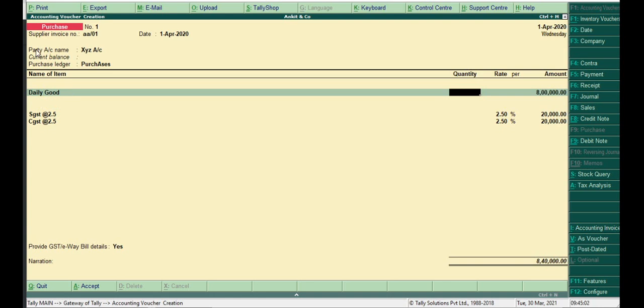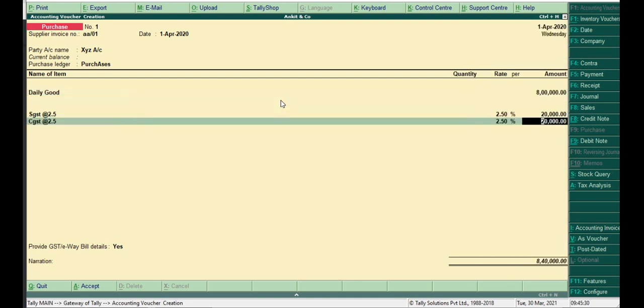So here you have party name, in the sense from whom we are purchasing. Yeah, fine, we can use it. 36AA. Okay, fine. Next, it is a purchase ledger we have to create. Daily goods. Here he didn't mention any quantity, so we didn't enter any quantity, directly I have entered an amount. So this is interstate.